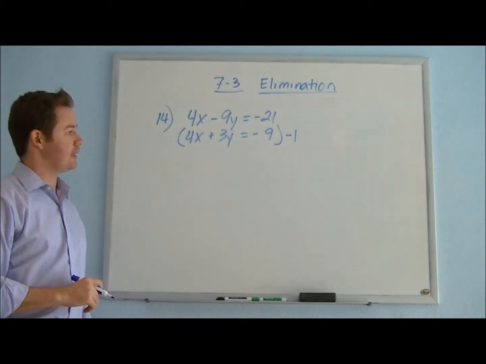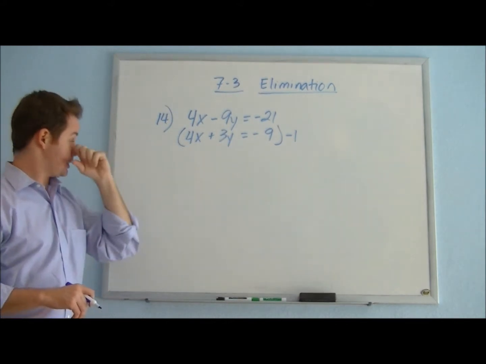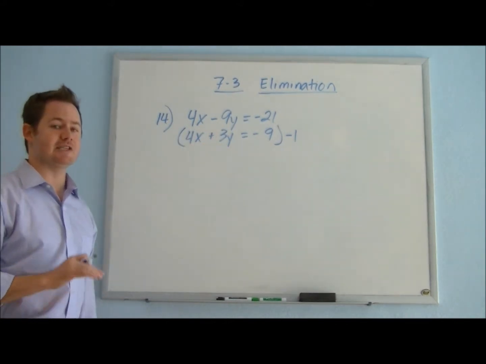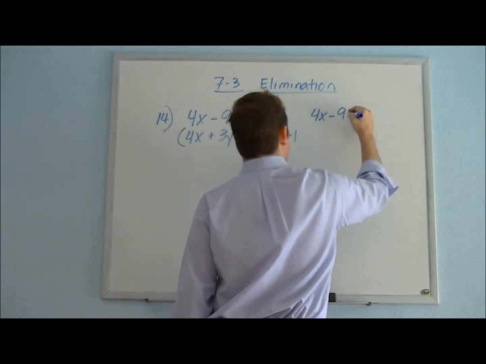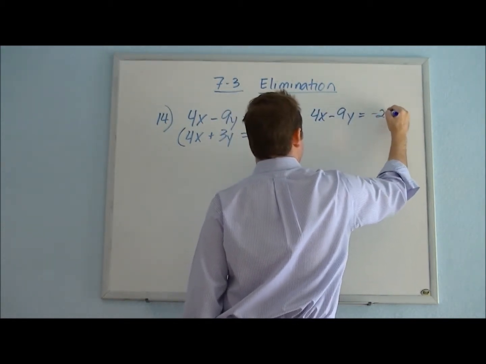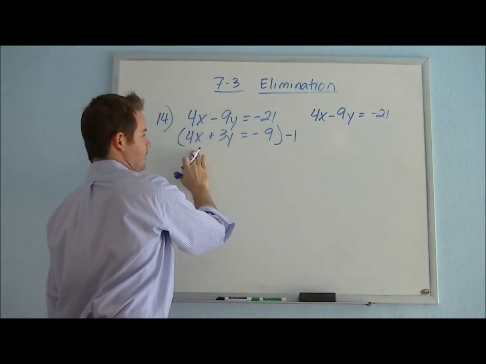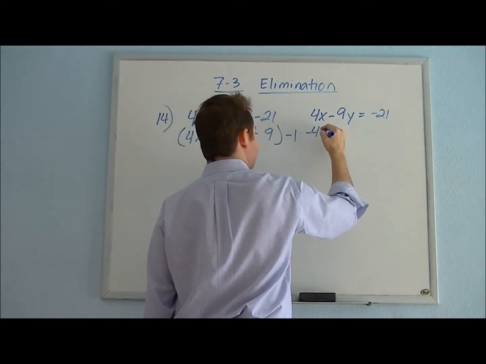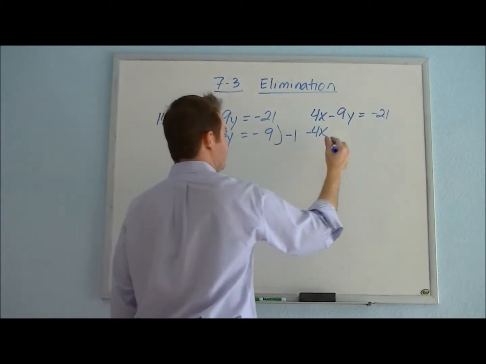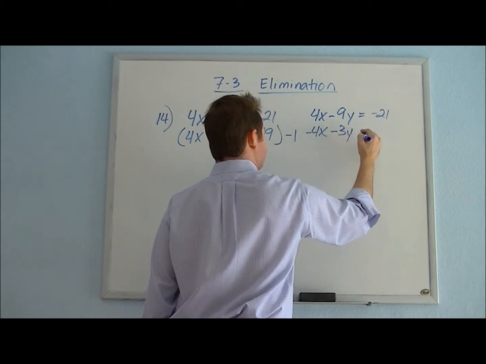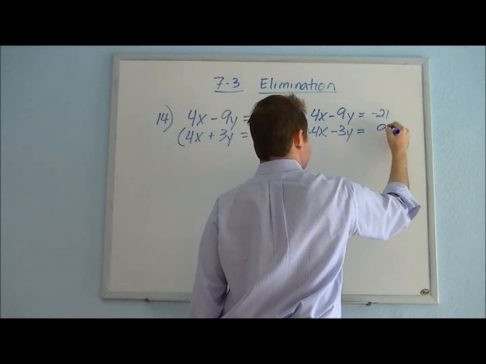So let's take a look at what we end up with after we distribute negative 1 to the entire equation. So our top equation remains exactly the same. We have 4x minus 9y equals negative 21. But now our bottom equation, negative 1 times 4x will give us a negative 4x. Negative 1 times a positive 3y will give us a minus 3y. And negative 1 times negative 9 will give us a positive 9.